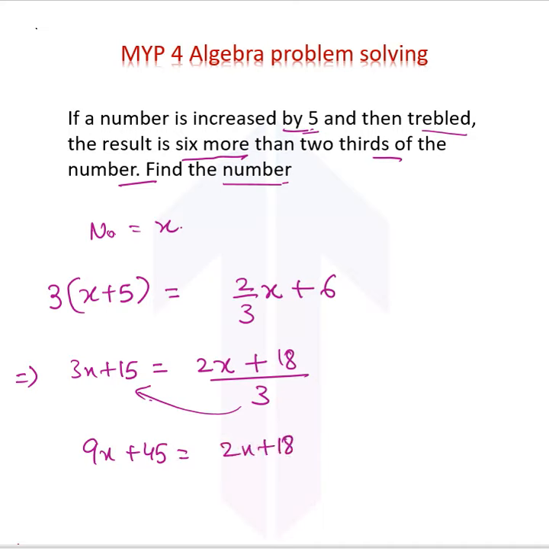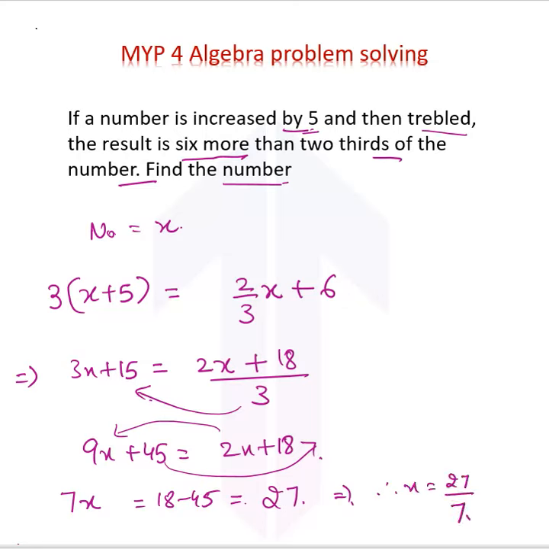Now we solve by putting the like terms together. So 2x goes here and 45 goes here. So we have 9x minus 2x, that is 7x, is equal to 18 minus 45, which gives me 27, and therefore x is equal to 27 upon 7. So this is our number that we have to solve.